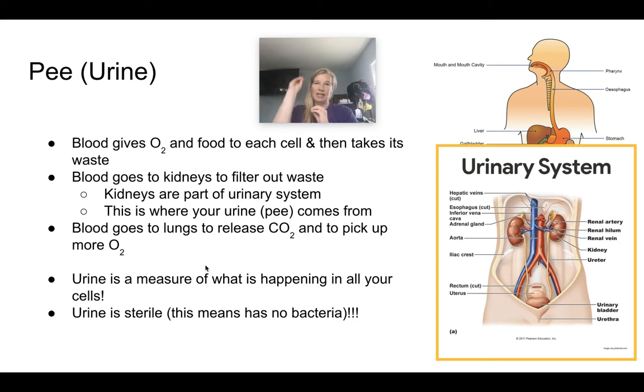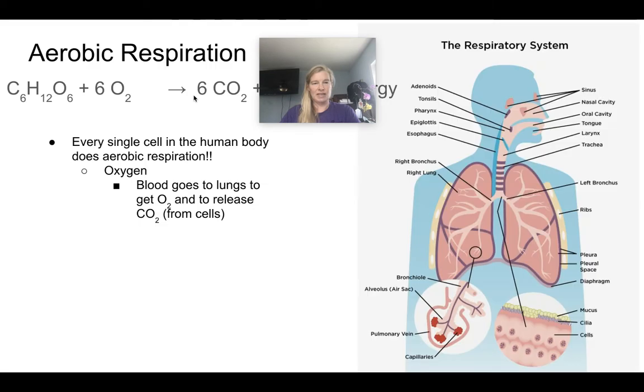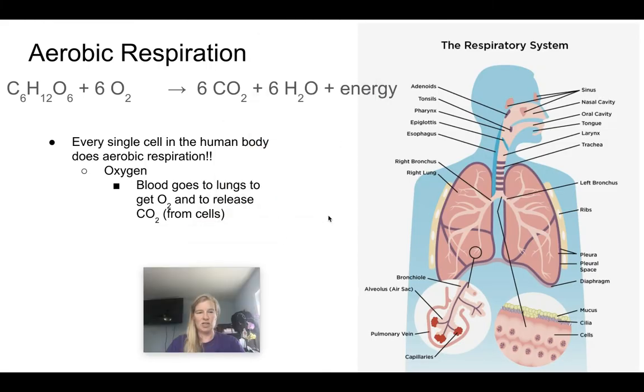Then the cells, again, gave their waste, their nitrogenous waste and their carbon dioxide. It goes to the kidneys. The kidneys filter out the waste, and then the blood goes back to the lungs, exhales out the CO2, takes oxygen, goes back to the small intestine, grabs more sugar, and then it circulates again and again and again. So I'm going to go back for one second here. Again, this aerobic respiration, it's getting the oxygen from the lungs and giving off the CO2. Great equation, aerobic respiration. Got to know it and love it. Every single cell in the human body does aerobic respiration.